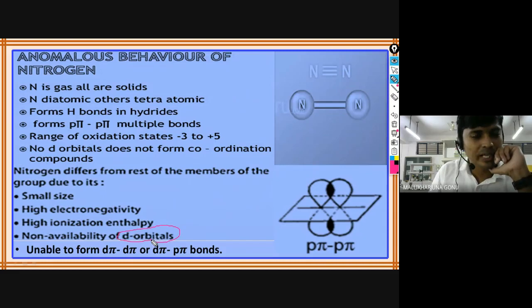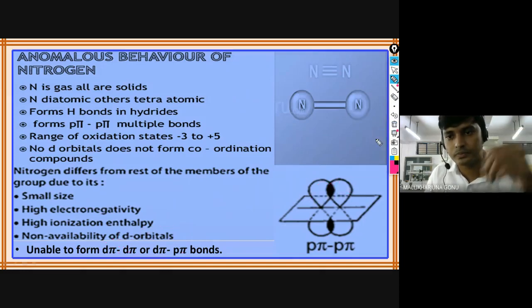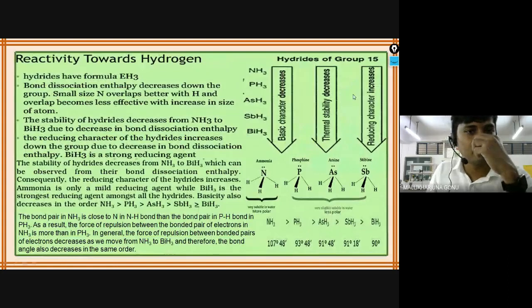the non-availability of d orbitals. This we have discussed already: nitrogen is unable to form dπ-pπ bonds. Phosphorus, arsenic, antimony and bismuth can show dπ-pπ bonding. The pπ-pπ bonds can be formed in the case of nitrogen, which is not possible for dπ-pπ bonding in nitrogen. Okay, that is related to the anomalous behavior.